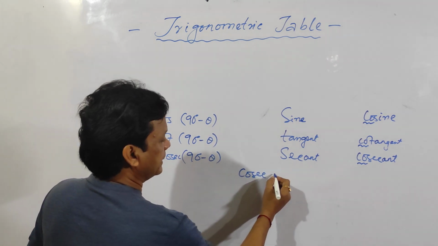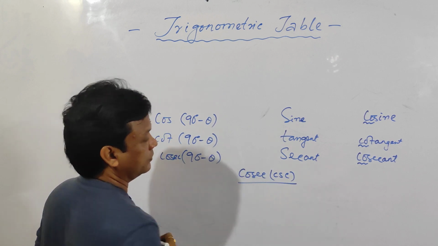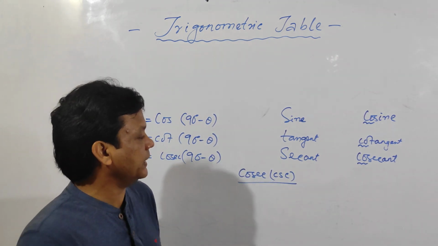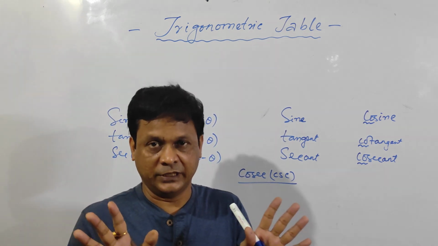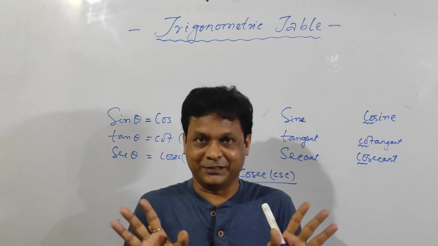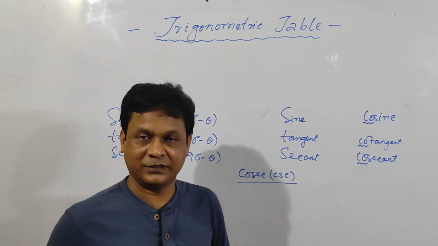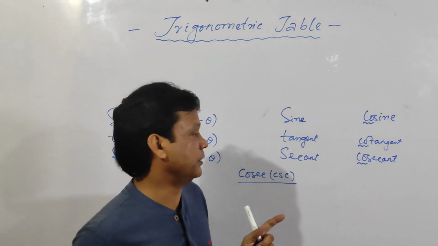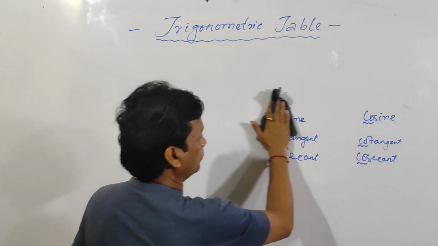And see here, the short symbol of cosec is CSC. In place of cosec, we can write CSC. And it is the universal symbol. It is not my symbol. Clear? It is not given by me. It is the universal symbol. Clear? So in foreign authors, you can find CSC in place of cosec.